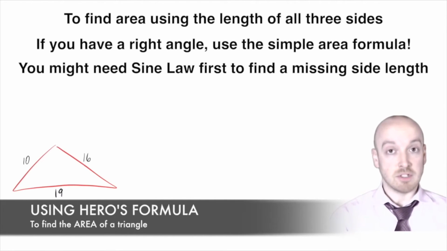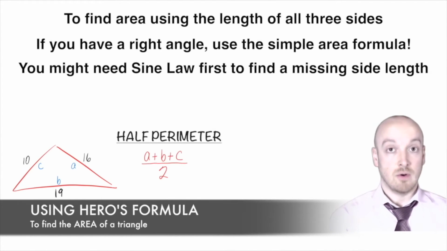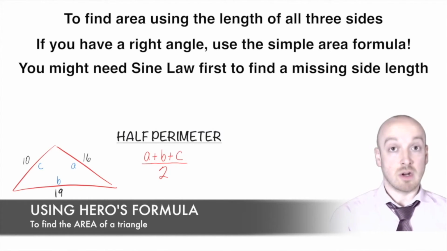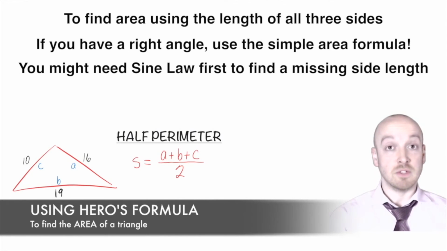Now once you have those three side lengths, you label them A, B, and C in any order. Doesn't matter which one goes where. Next up, we have to find half the perimeter of that triangle. Remember, perimeter is just the sum of the three sides, or A plus B plus C. So half of that would be (A plus B plus C) divided by 2. Now in the formula, to represent half the perimeter, we're going to use the letter S. So anywhere you see an S, you put in that number that you just calculated, representing half of your triangle's perimeter.